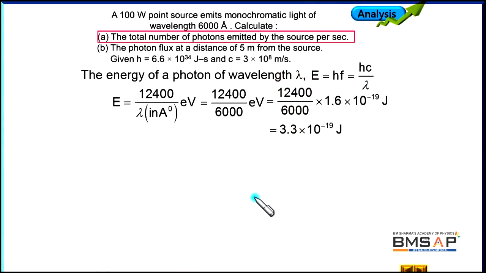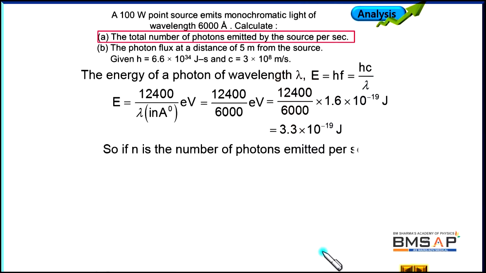Now let us consider the total number of photons emitted per second, and let us consider this value as small n. So small n is the number of photons emitted per second.